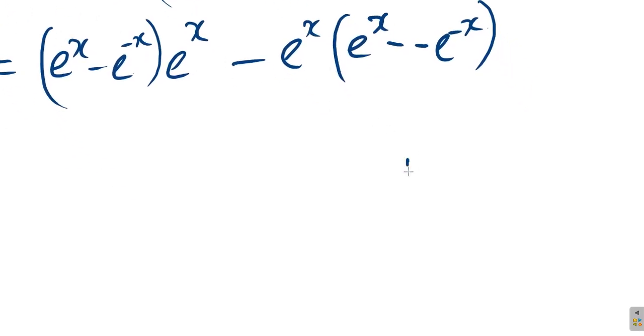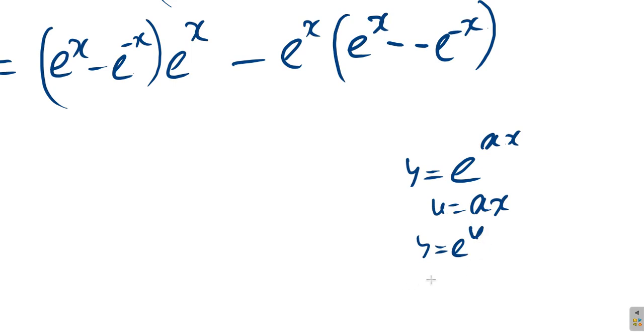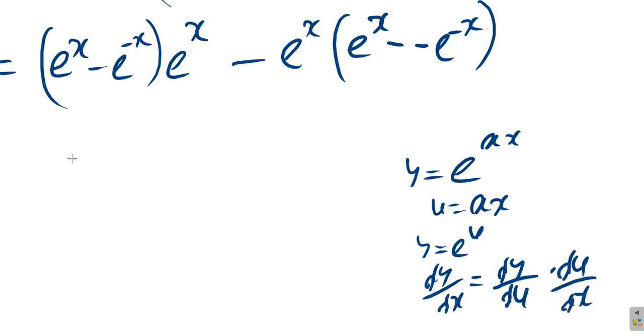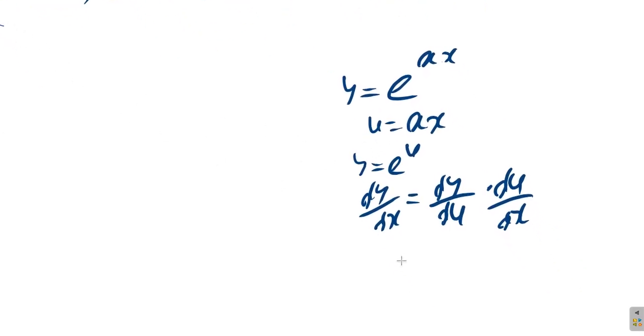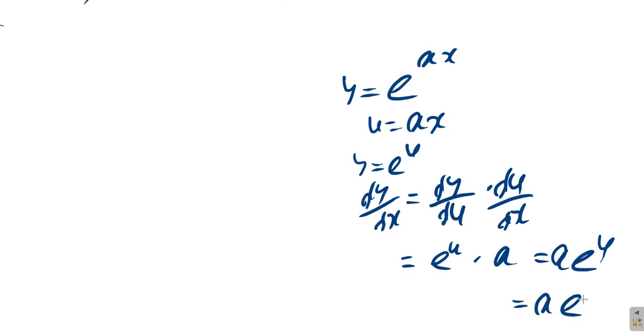Suppose, for example, you start with y equals e to the ax. Let u be equal to ax. Then y is equal to e to the u. Then dy by dx is dy by du times du by dx. That's what happened there, just a reminder. Now y is equal to e to the u, so dy by du is just e to the u, times du by dx. u is equal to ax, so when you differentiate u with respect to x, you get a. What you have is a e to the u, which is a e to the ax.